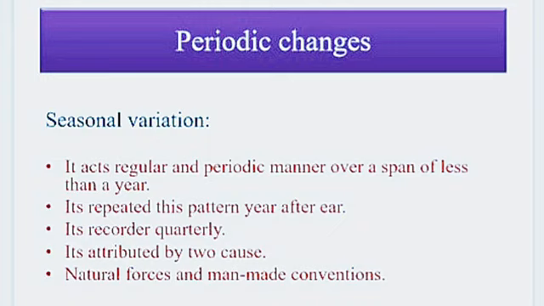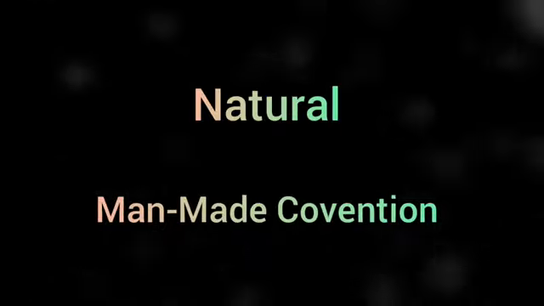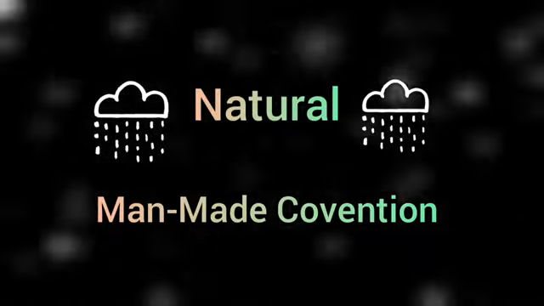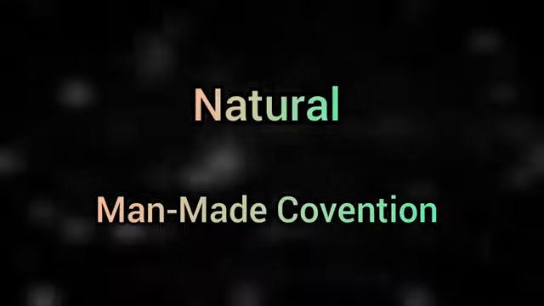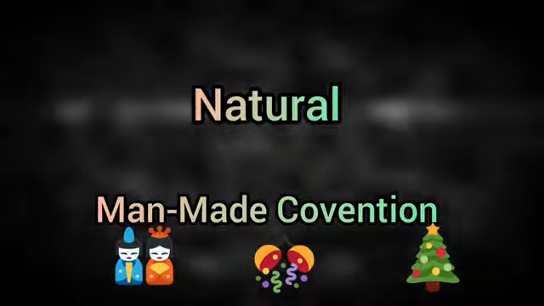Here, the seasonal variation data are recorded quarterly. Most economic time series are influenced by seasonal swings. The seasonal variations are attributed to two causes. The first one, natural forces. The next one, man-made conventions. Examples of natural forces are weather and climatic changes. Examples of man-made conventions are habits, fashions, customs, and the conventions of the people in society.